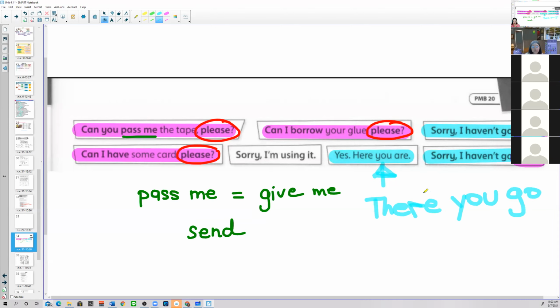Same thing. Yes, there you go. Yes, here you are. Those are the actions you use the words with. When you give them something, you just say, yes, here you are. Or this one in the pink highlighter, you can say, sorry, I'm using it. That's also fine. When you're using it, you just explain to them that you're still using it. They have to wait.